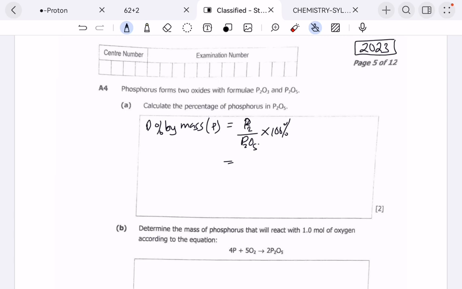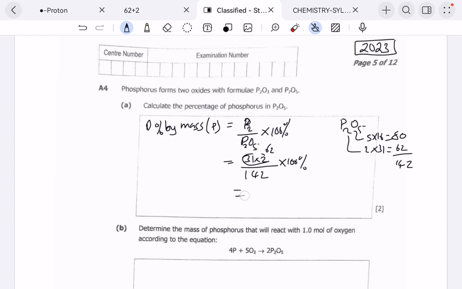So this gives us 31 by 2. Then here, if we do the O5, this will be 5 by 16, which is 80, then 2 by 31, 62. So the total gives us 142. So 62 over 142 by 100%. When we punch on the calculator, we should get something like 44%.